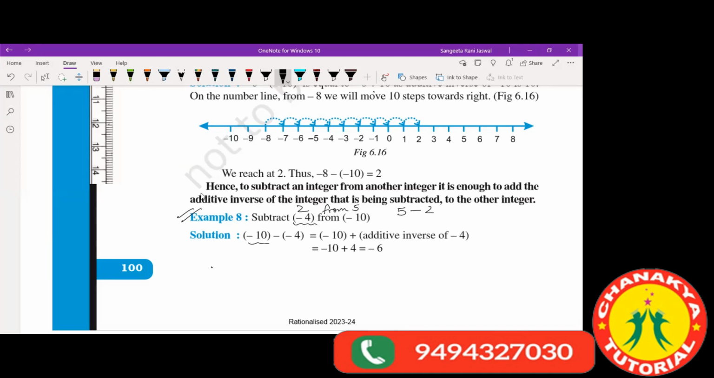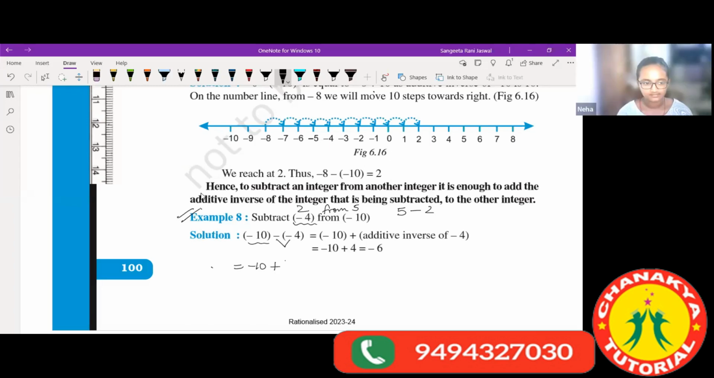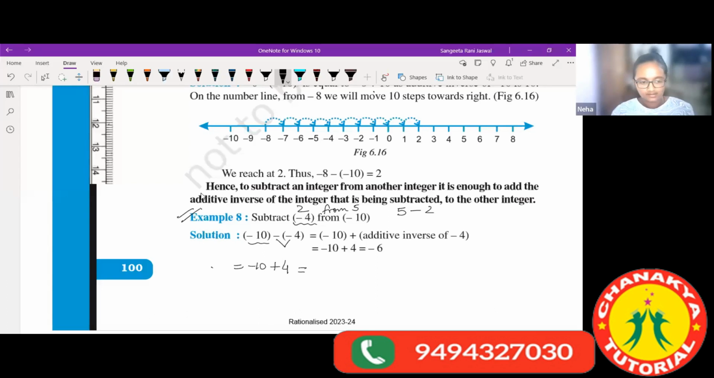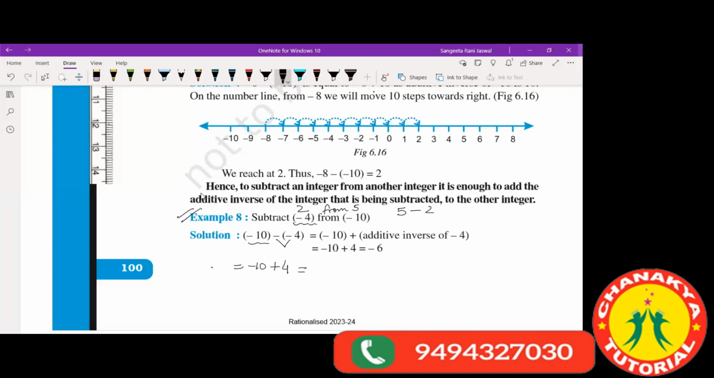You understood this much? Get it? Okay, then my next step is -10 and here I have minus and minus. Minus into minus is plus. Minus and minus becomes plus 4 here. Now what will I do? I have one number with negative sign, one number with positive sign. So what will I do? Subtraction. Very good. What will I subtract? 4 from 10. So 10 minus 4 is 6.